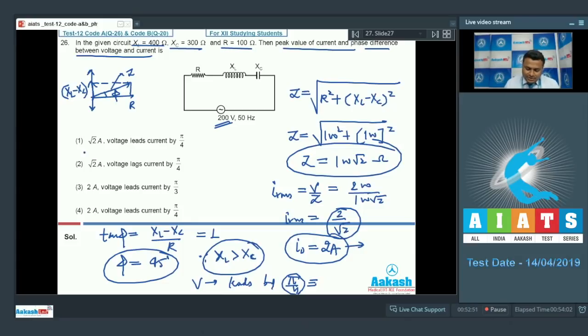Now let us go for the options. Root 2 ampere, wrong. Root 2 ampere, wrong. 2 ampere, voltage leads by pi by 3, again wrong. 2 ampere, voltage leads by pi by 4, correct option. So we will go with option number 4 only.